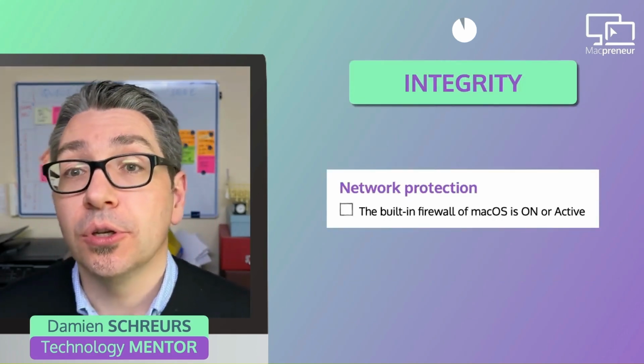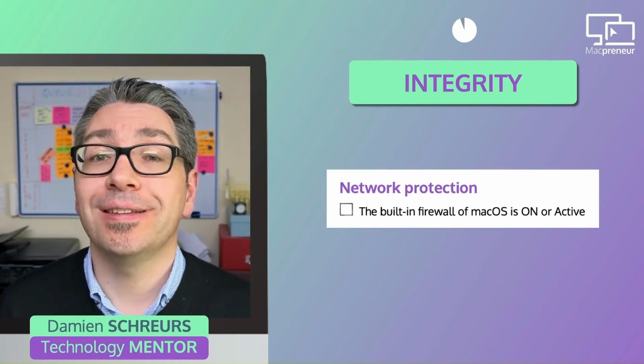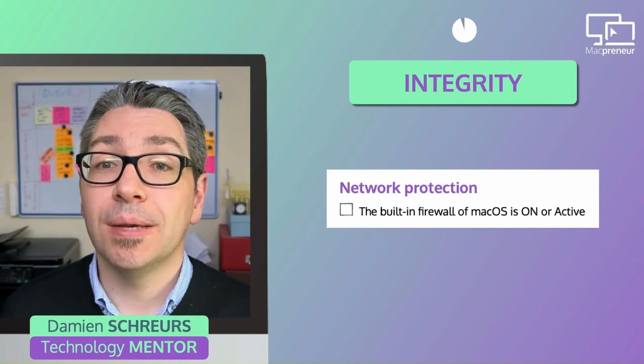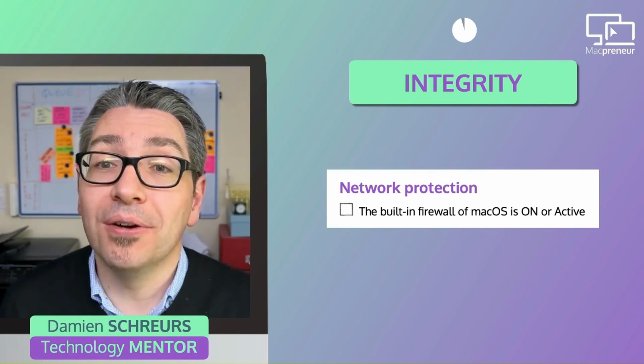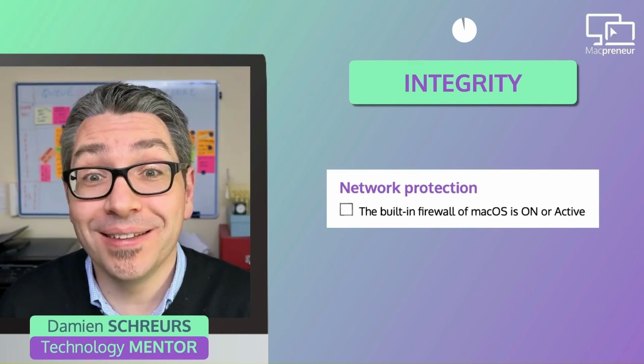Why is it important? The purpose of the firewall is to block connection attempts from infected devices or from an attacker on the same network as your Mac. The good news is that macOS comes with a built-in firewall. The bad news is that it's turned off by default.